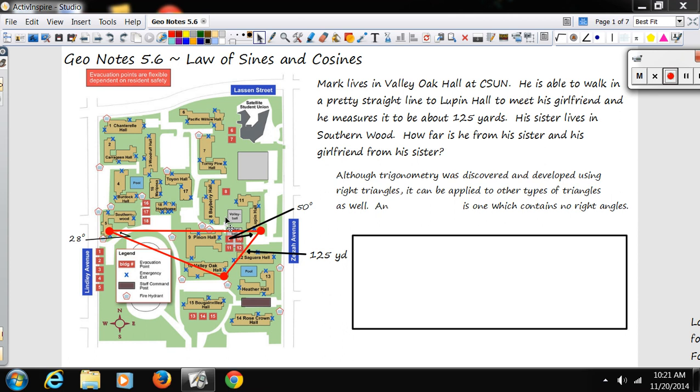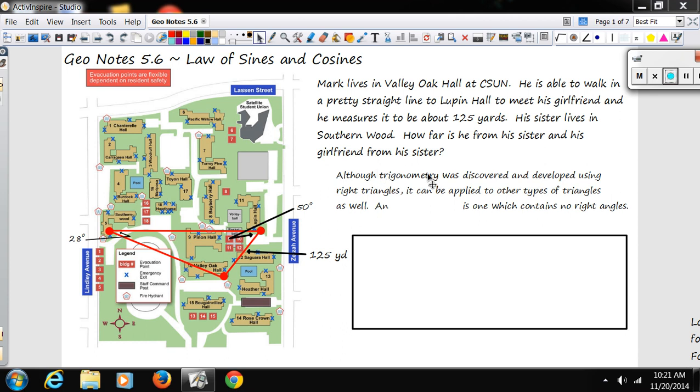And it says that Mark lives in Valley Oak down here. And he's able to walk in a pretty straight line to Lupin Hall to meet his girlfriend, and it's about 125 yards. And his sister lives in Southernwood, and you can see that that's a pretty straight shot across to where his sister lives. It says, how far is he from his sister, this bottom line, and how far is his girlfriend from his sister, this top line. So we want to find these two parts of the triangle.